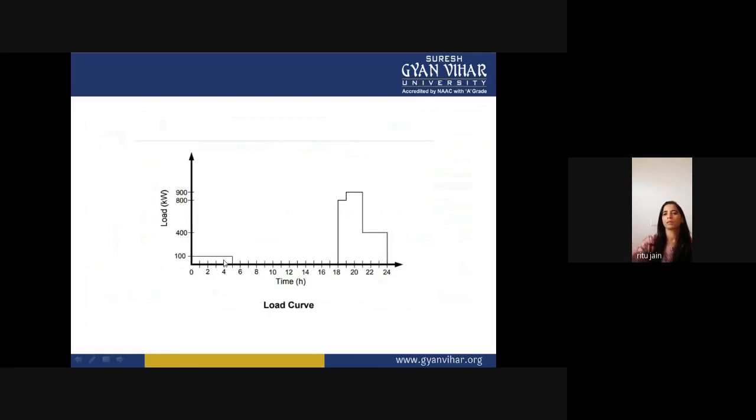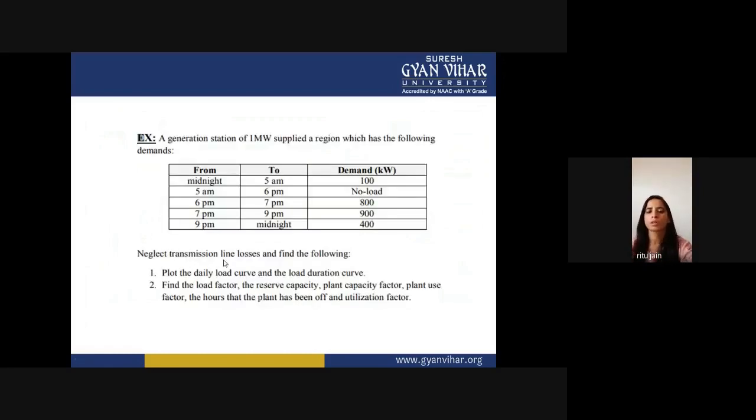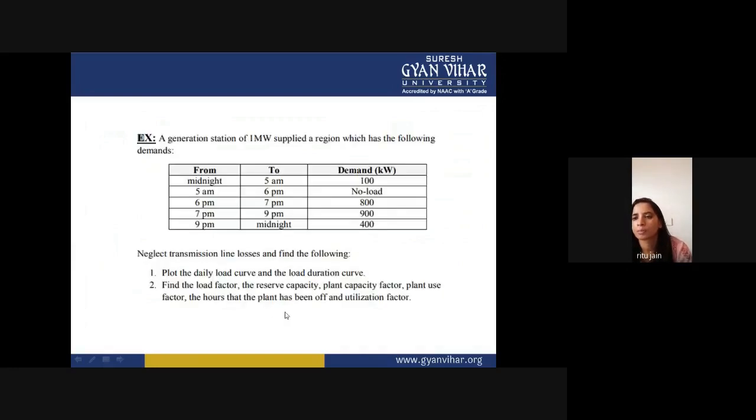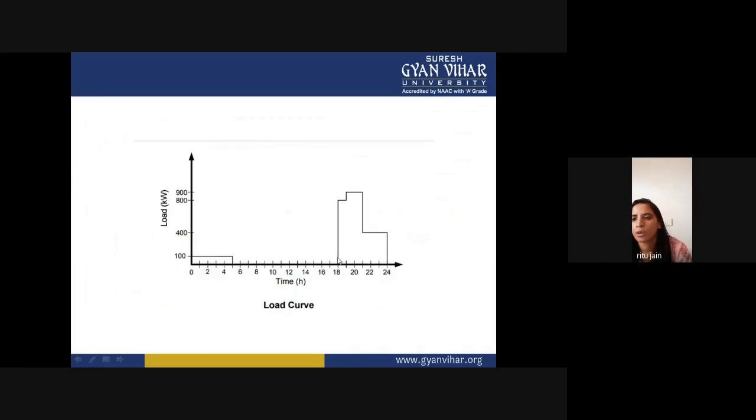After that, 5 a.m. to 6 p.m., there is no load. So you can see in this graph that from 5 a.m. to 6 p.m. there is no load. After that, the load from 6 p.m. to 7 p.m., for 1 hour, is 800 kilowatt.